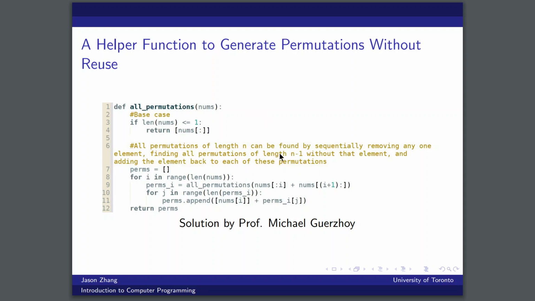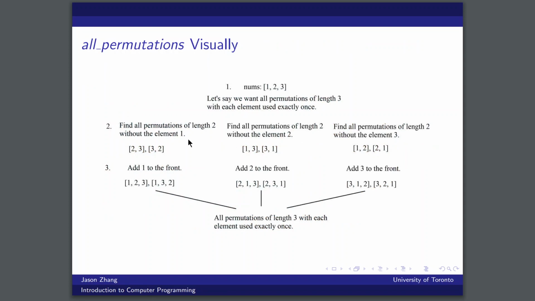And the recursive formula is basically what we do is we'll first remove an element from our list, or from our permutation, I should say, and then we can find all permutations of length n minus 1 without that element, and we can add the element back to each of these permutations. So in this next slide, I'll show you exactly what I mean.